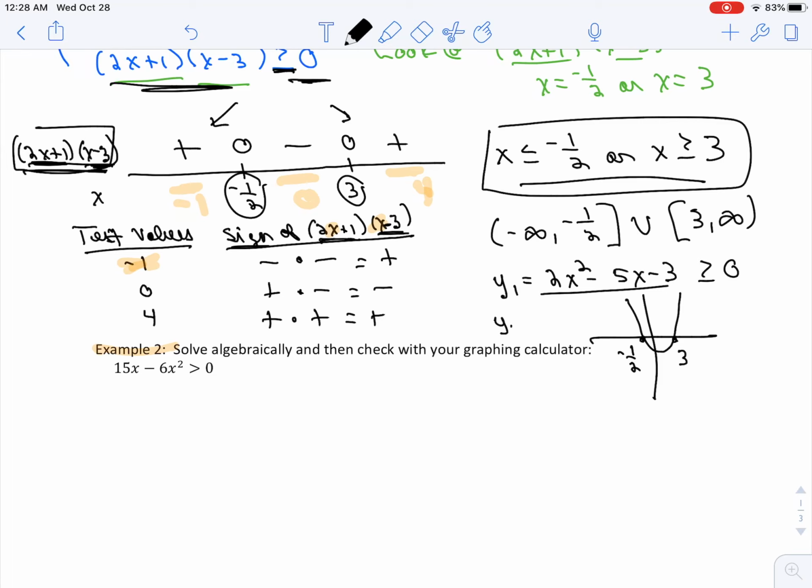Remember that we're looking for where y sub 1 is greater than or equal to 0. So we're talking about the y values, or the function values of this. We can see all of these points have y values greater than or equal to 0, and so do these. Now when I write the answer, I'm looking at the x values. The x values for this section start at 3 and just keep going to the right. The x values for this section start at negative 1/2 and keep going to the left. So if I write that answer in interval notation, we get the exact same thing that we got here.